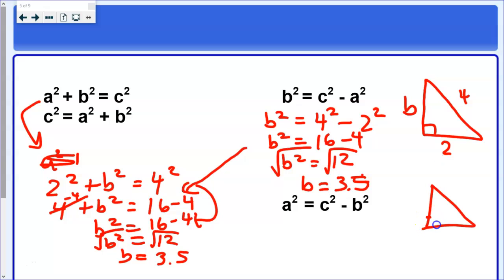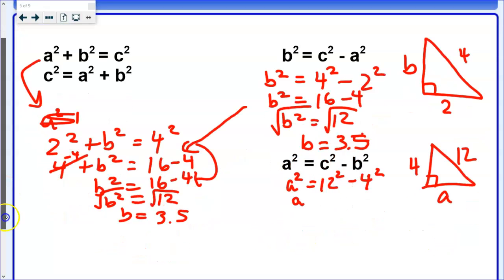All right, let's do another one. Sorry, my triangles aren't to scale here. This time we have 4, we have A, and let's say 12. So now we're trying to find side A. If we plugged it in the usual way, we'd have all these steps, and it's a little messy. So let's keep it neat. We're trying to find the A side. We've got the C across from the right angle: 12 squared minus 4 squared. And it's important that it's in this order because the larger number is in front here.